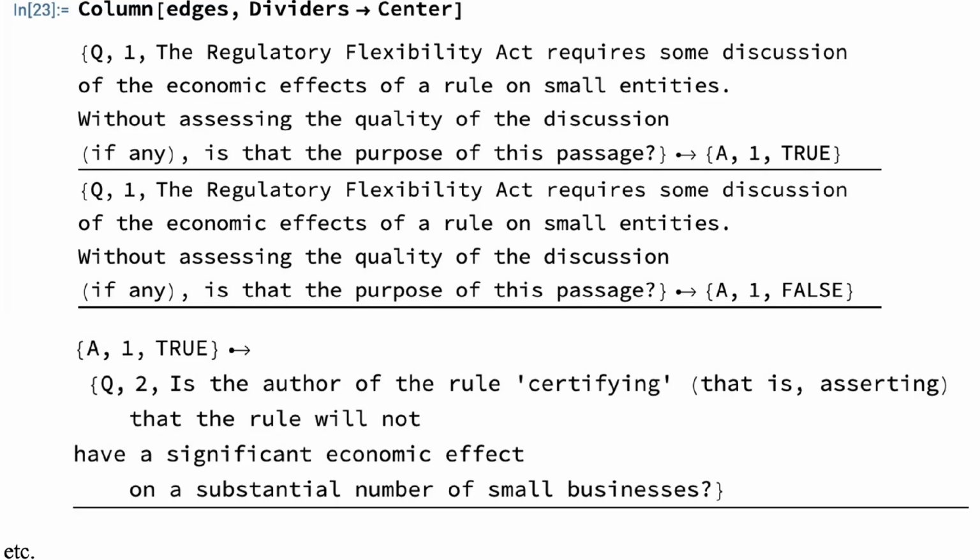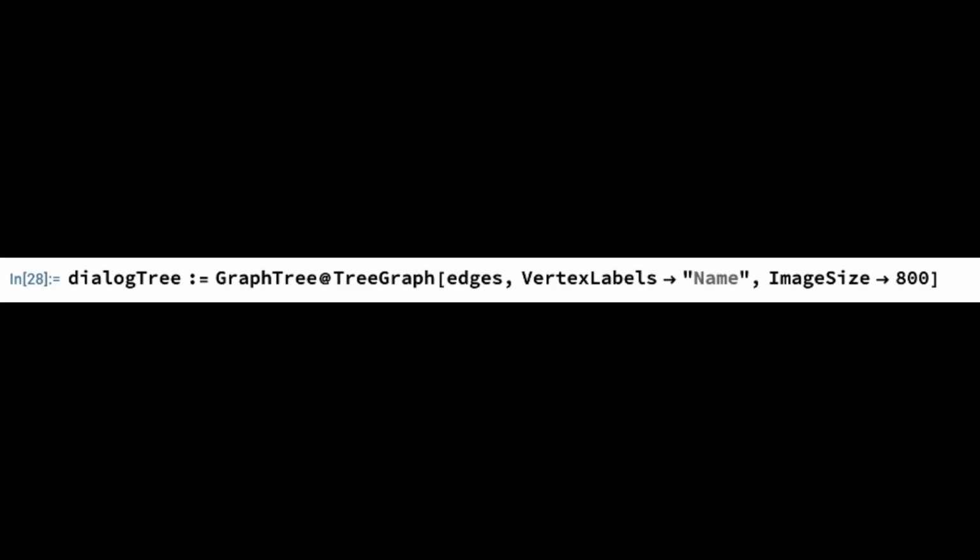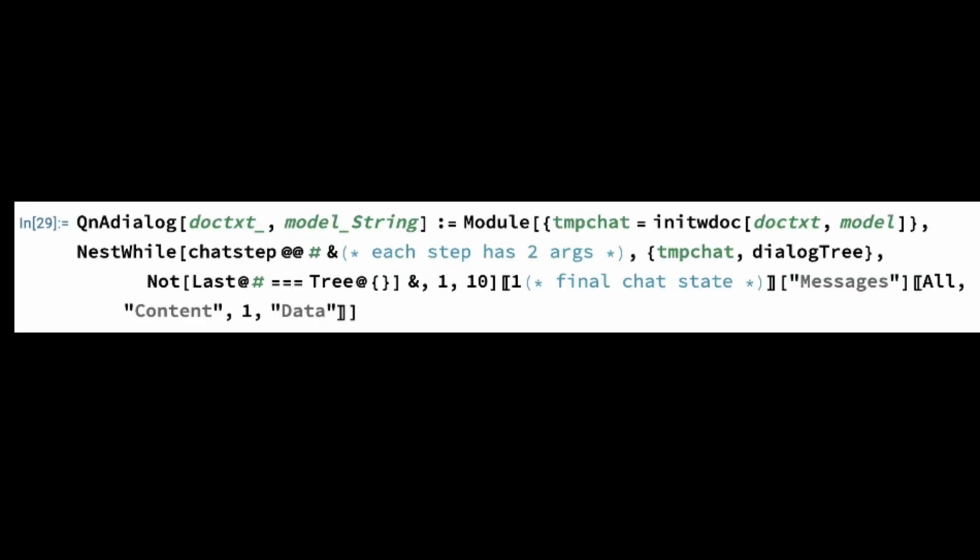The Wolfram language makes it easy to work with tree data. You just type out your questions and answers, connecting with arrows as appropriate. This short chunk of code tells the Wolfram language to understand my edges as a tree in the mathematical sense. This second chunk initiates recursion until no more applicable branches remain. It is recursive because the chatstep function takes a tree as an argument and returns a subtree as a result.